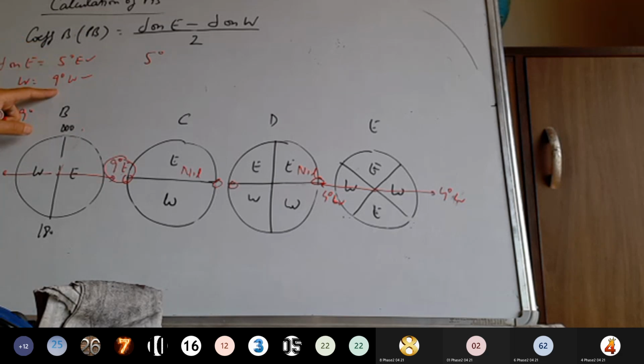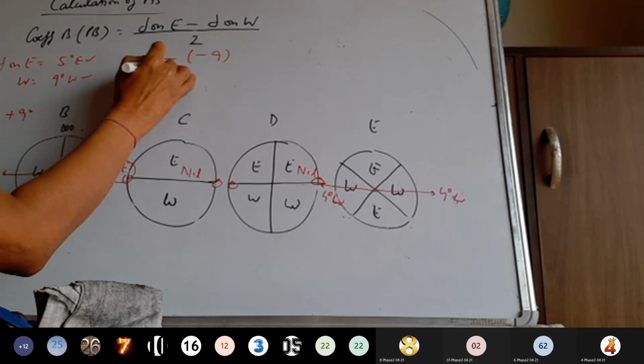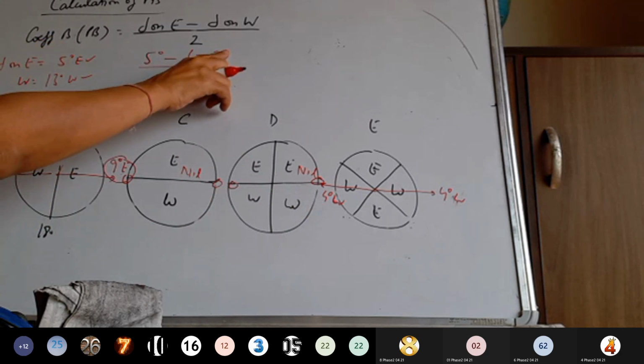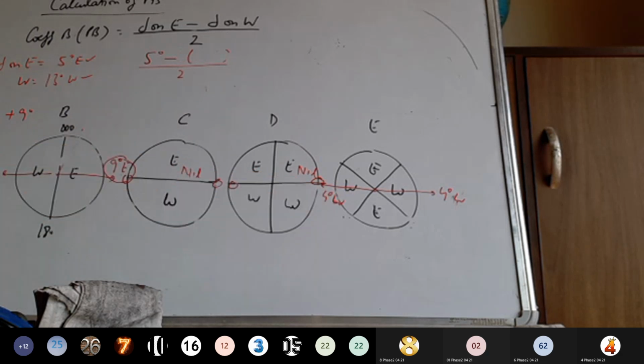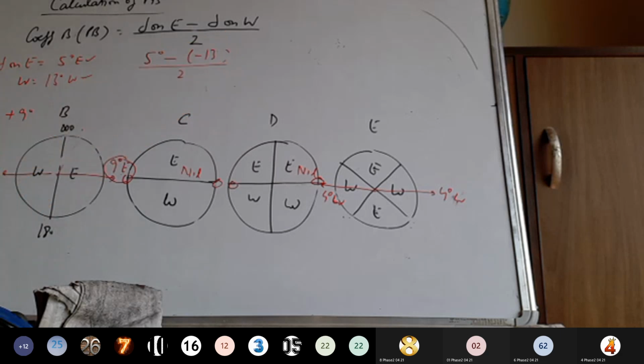So if I put these values of deviation in this formula, what do we get? Easterly we are putting as plus and westerly we are putting as minus. 5 degrees minus 13 divided by 2. What will you get? 4 degrees west plus 9 degrees, how much is that? 5 degrees east. And 4 plus, sorry, it will be 13 degrees west. 4 degrees west plus 9 degrees west will be 13, right? 13 degrees. So this will be minus 13. What will you get?